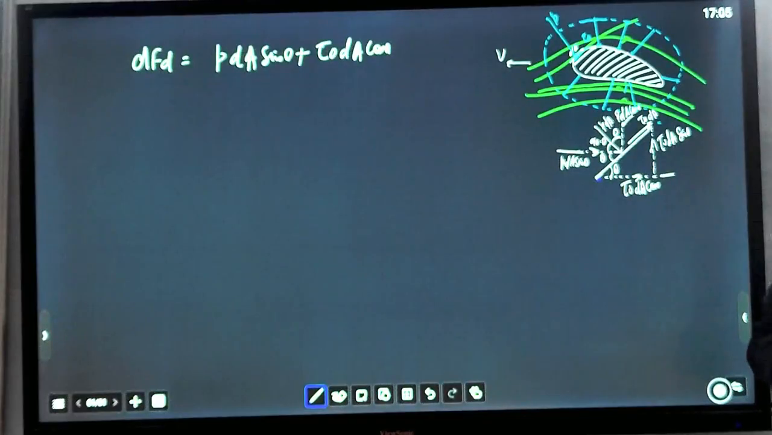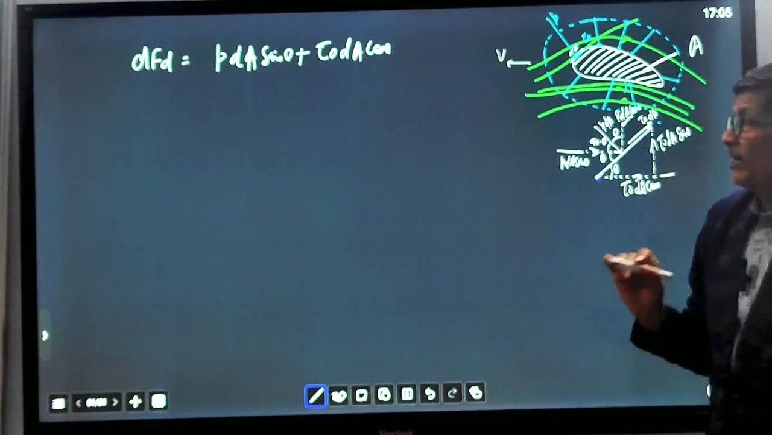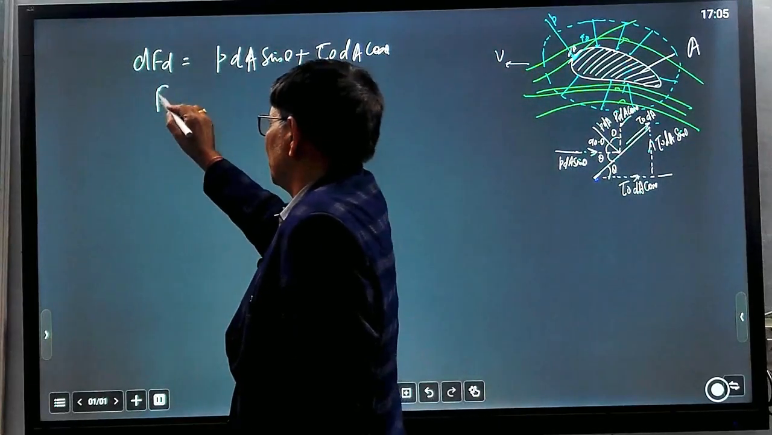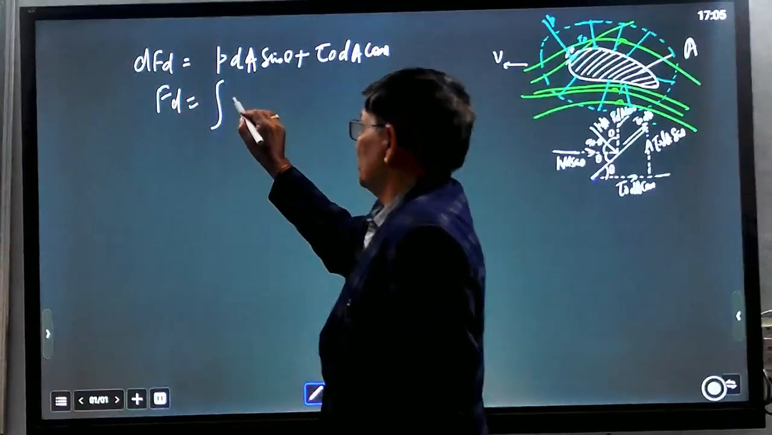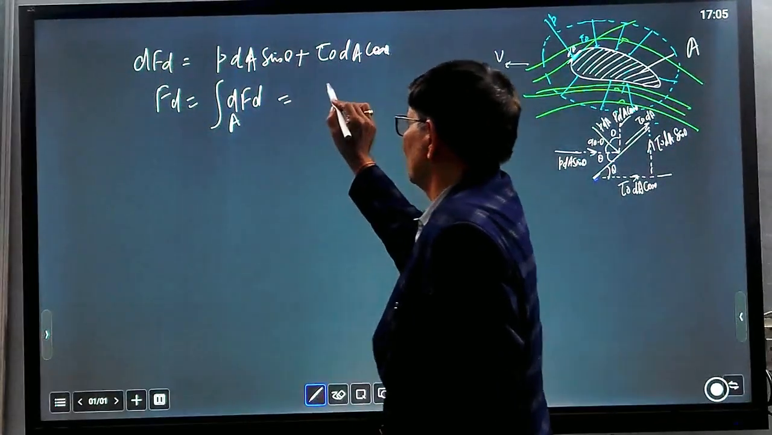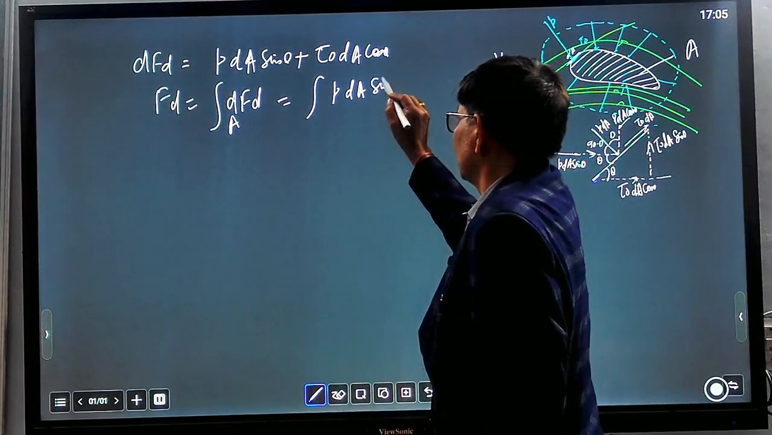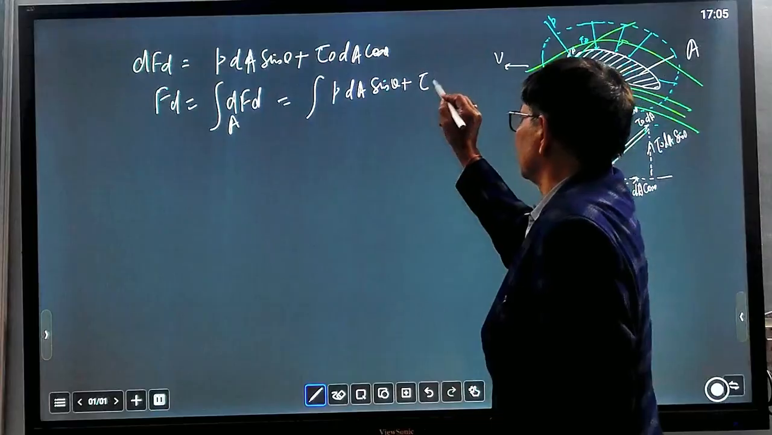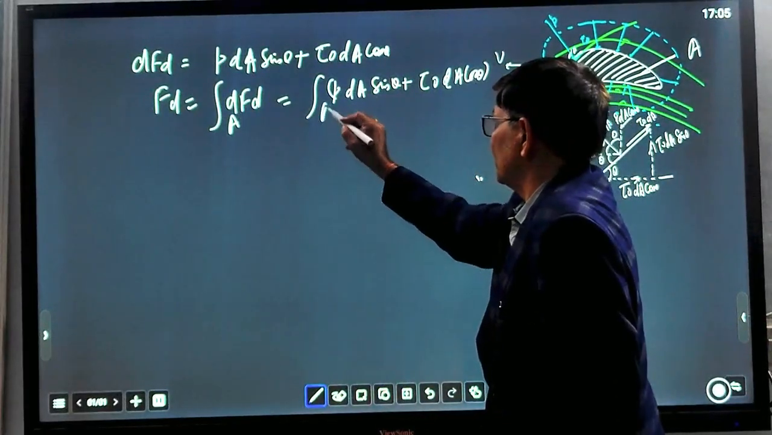So what is the total drag? The total area is A. The total drag force FD equals the integral of this small dFD over the whole area, that is, the integral of P dA sin theta plus tau naught dA cos theta over the whole area.